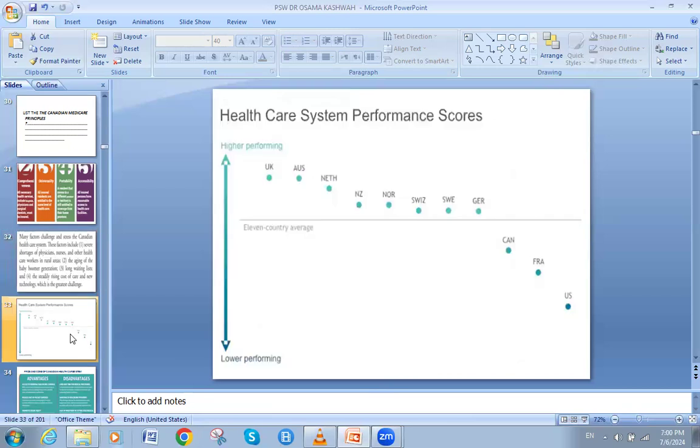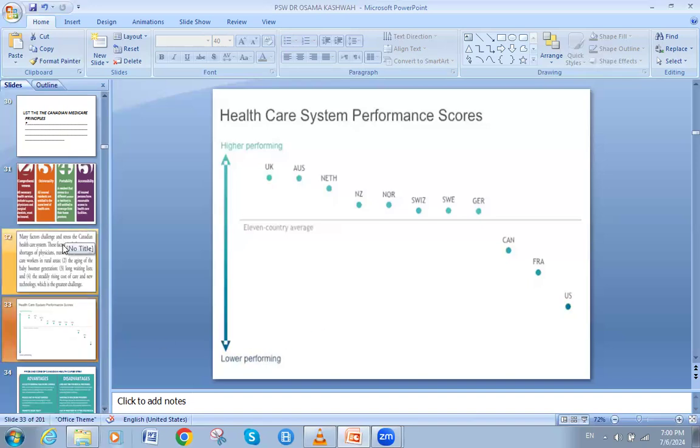We can see here where the Canadian healthcare system stands among other countries. As an example, UK, Australia, Netherlands, and here we go to Switzerland, and here to Germany, then Canada, then France, then the US. You can see now, this is higher performance, and when you go down, lower performance. So the higher performance is the UK, as you see here. And we go all the way down, Canada is in the lower performance, or let's say in the middle of the performance itself, but less than Canada are France and the United States of America in affording the healthcare services.